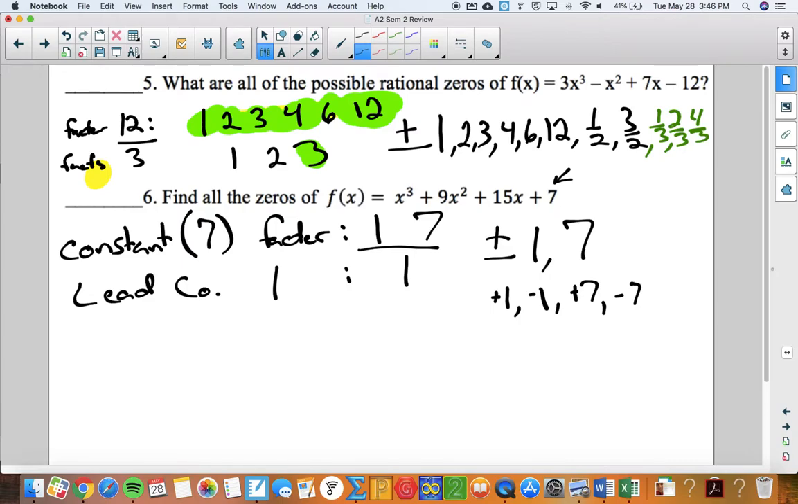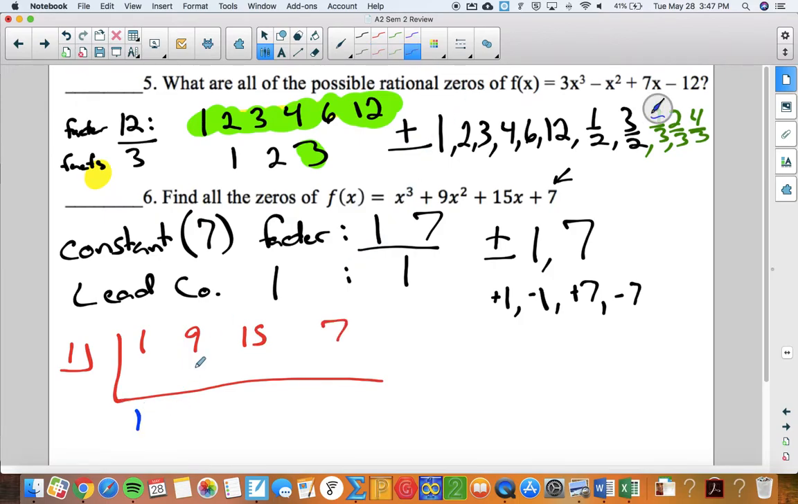Now I'm hoping I'll get a 0 right away. So I'm going to check positive 1. You can choose any of these 4 numbers to see if it spits out a 0. So I'm checking 1. Coefficients, list those out in your synthetic division. So we get 1, 9, 15, and 7. Drop down a 1, multiply, add, multiply, add, multiply, add. Bummer, dude. Didn't get a 0.